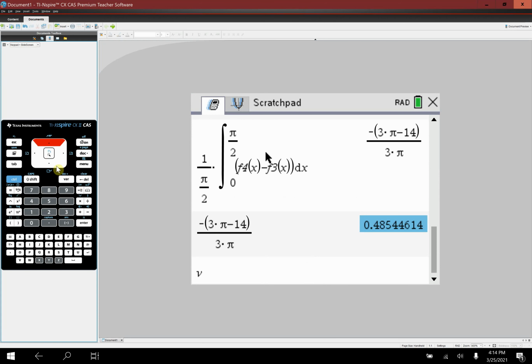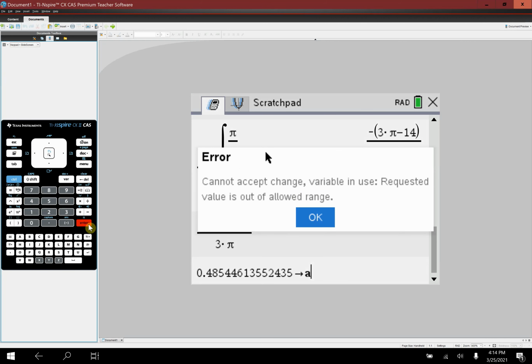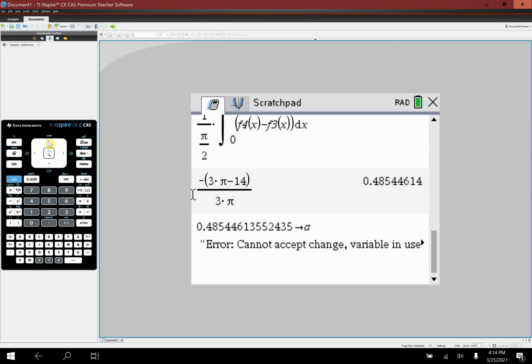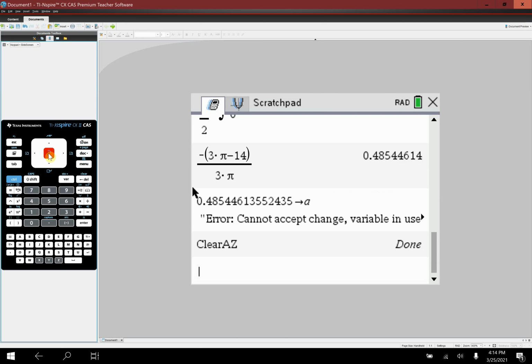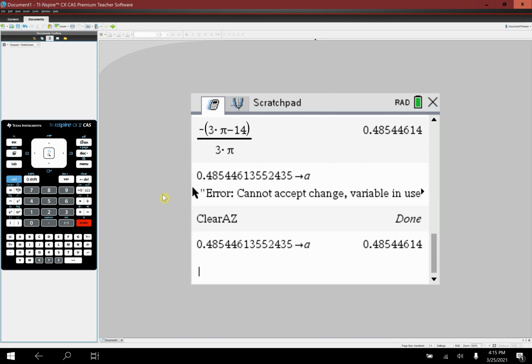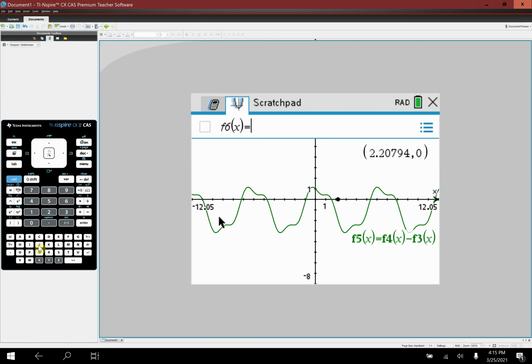And to maybe save me a little bit of time, let's clear that out first. We're just going to copy this one down, be as accurate as possible. So we're going to store that as A, variable's already in use, rude. So if it's already in use, two options. One that I mentioned before, I'm just going to clear A to Z. And then we're going to try this again. Perfect. Now it's stored as A, so we'll go back to our other graphing screen. We're just going to graph y equals A, hit enter.